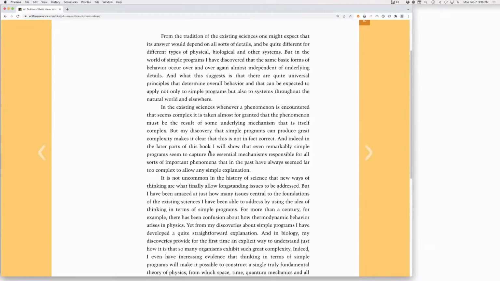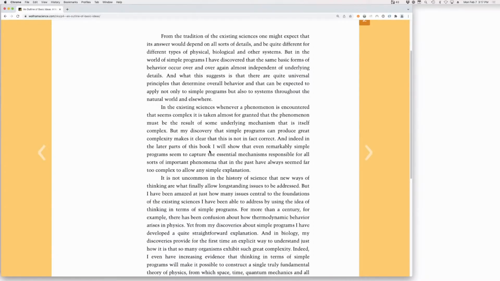So from the tradition of the existing sciences, one might expect that its answer would depend on all sorts of details and be quite different for different types of physical, biological, and other systems. But in the world of simple programs, I've discovered that the same basic forms of behavior occur over and over again, almost independent of underlying details. And what this suggests is that there are quite universal principles that determine overall behavior and that can be expected to apply not only to simple programs, but also to systems throughout the natural world and elsewhere.